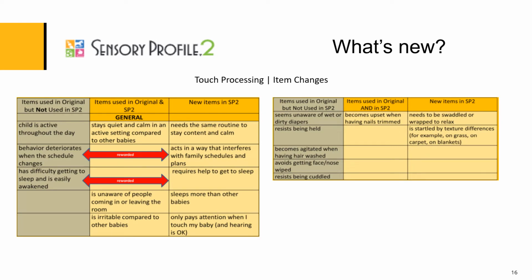Here are some tangible examples of items that have been either reworded or just not used between the previous sensory profile and the updated version. You can see here child is active throughout the day has been reworded to needs the same routine to stay content and calm. Behavior deteriorates when the schedule changes has been reworded to acts in a way that interferes with family schedules and plans, and has difficulty getting to sleep and easily awakened. It has been reworded to requires help to get to sleep.